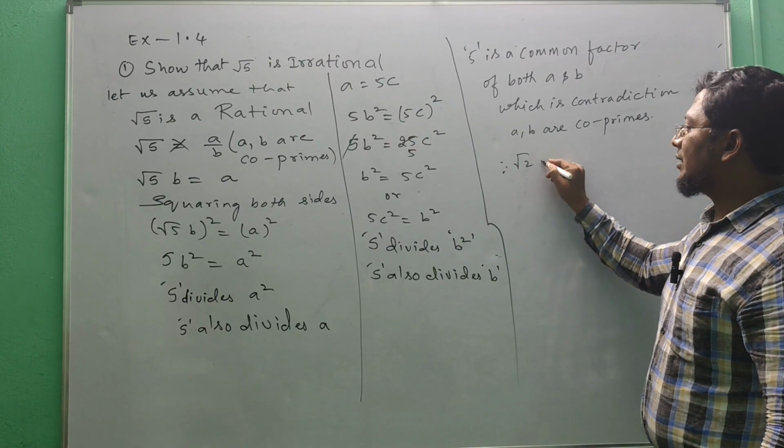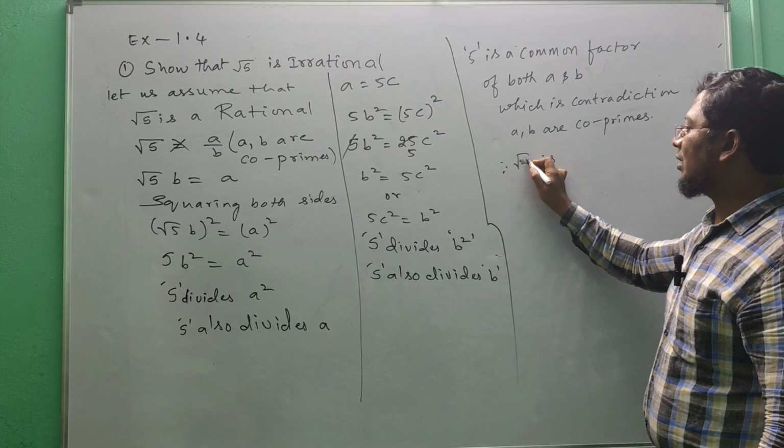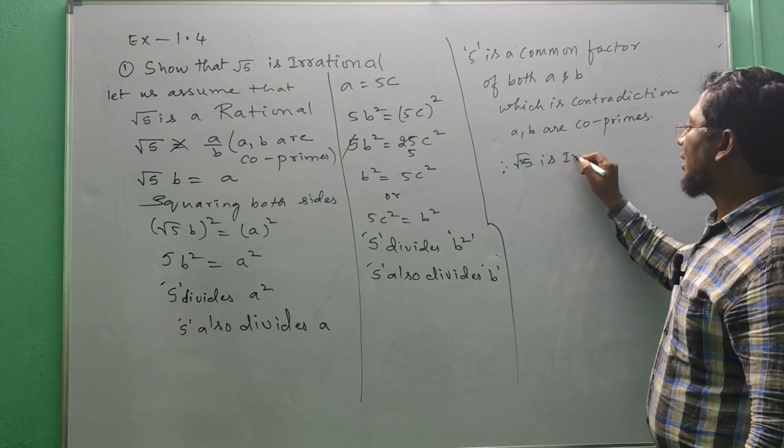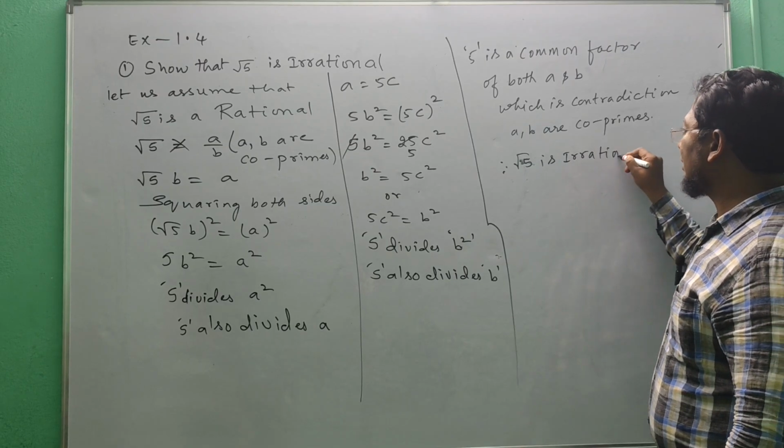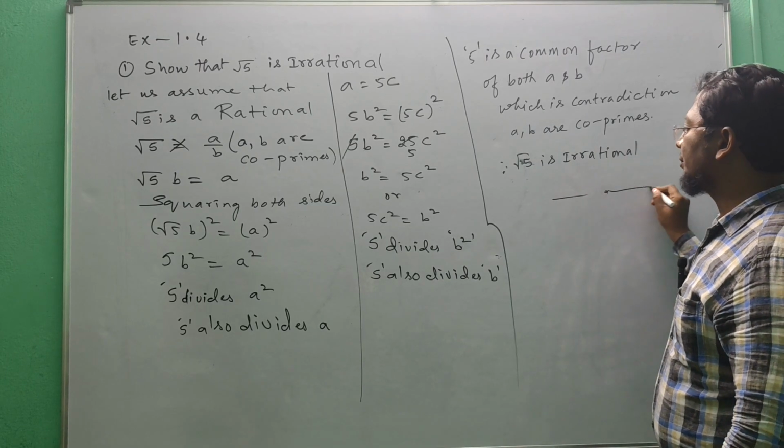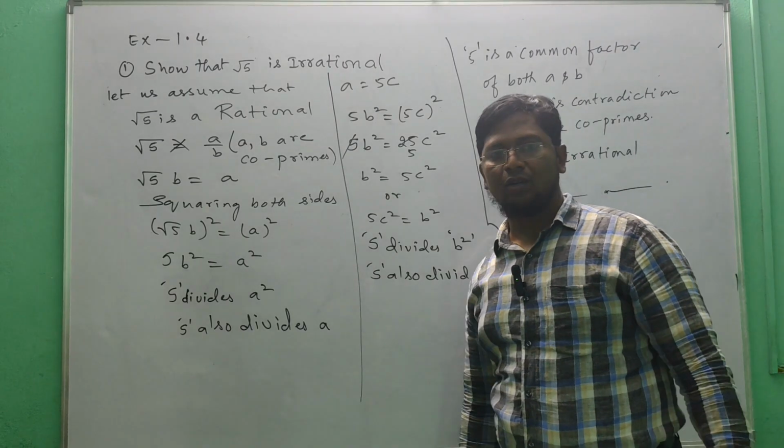So root 5 is what? Irrational. Root 5 is irrational. Hence proved. Please copy this one.